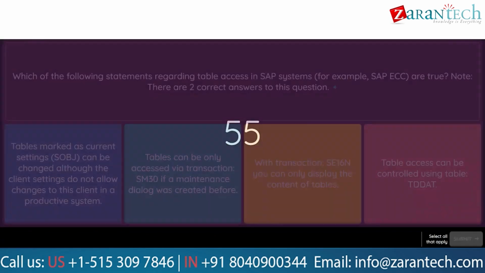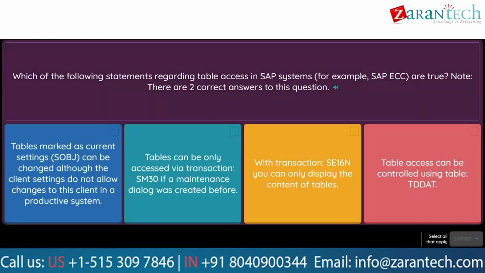Question: which of the following statements regarding table access in SAP systems, for example, SAP ECC, are true? Note, there are 2 correct answers to this question. Option 1, tables marked as current settings, SOBJ, can be changed although the client's settings do not allow changes to this client in a productive system.